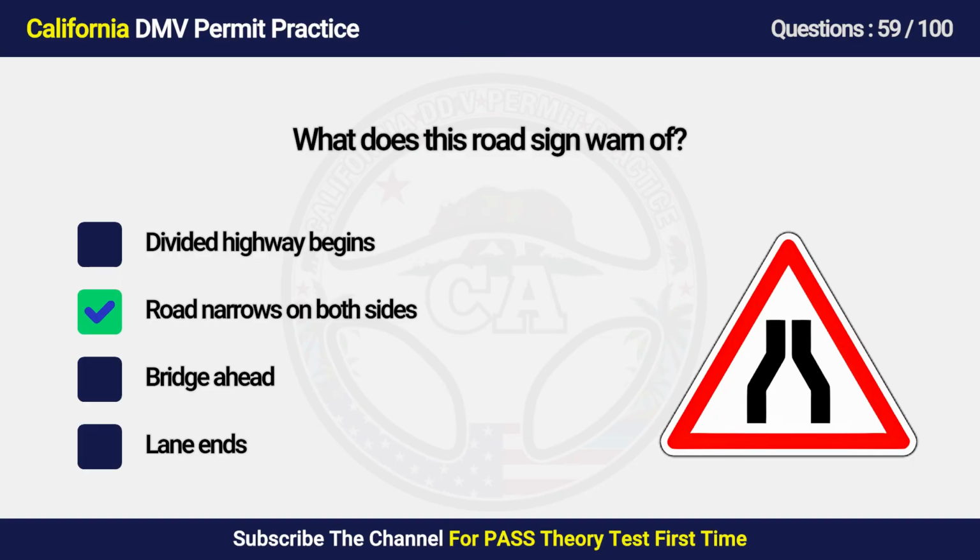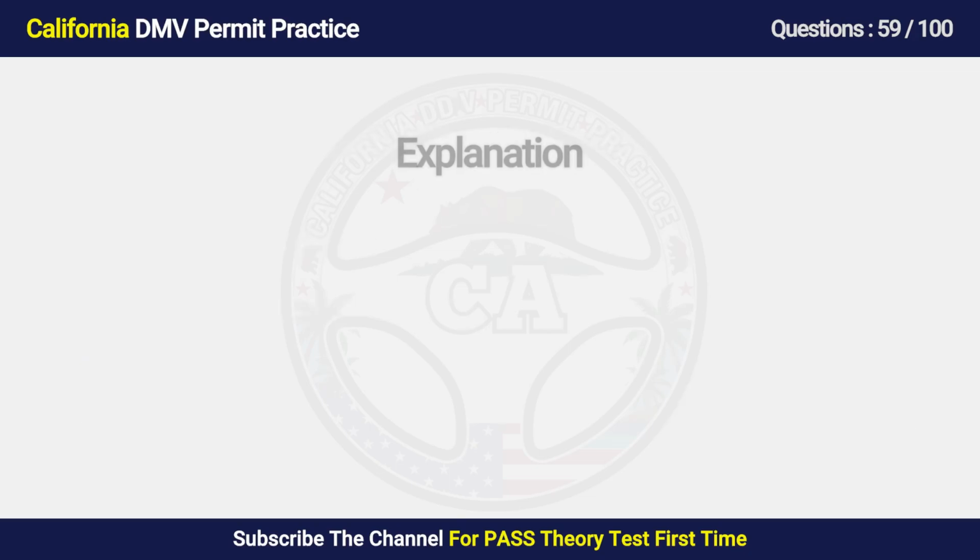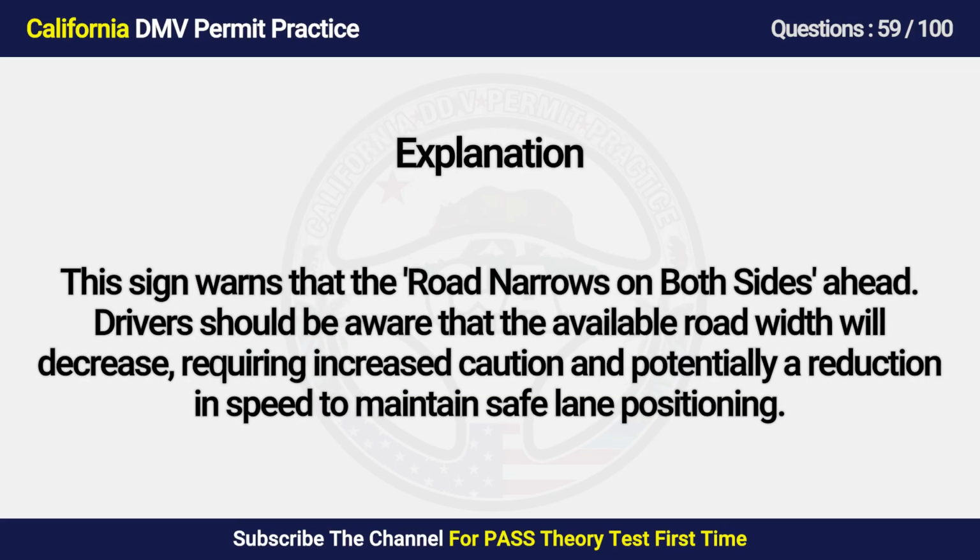Answer is B. Road narrows on both sides. This sign warns that the road narrows on both sides ahead. Drivers should be aware that the available road width will decrease, requiring increased caution and potentially a reduction in speed to maintain safe lane positioning.